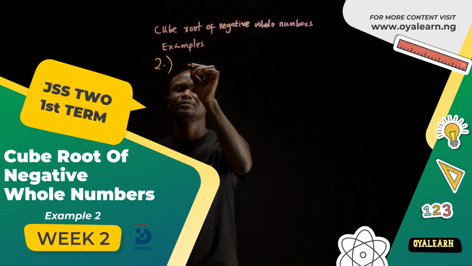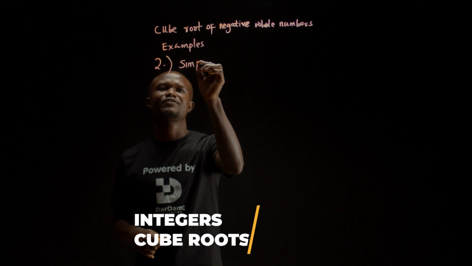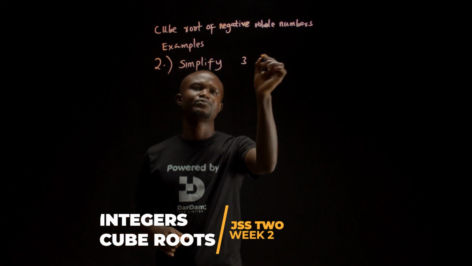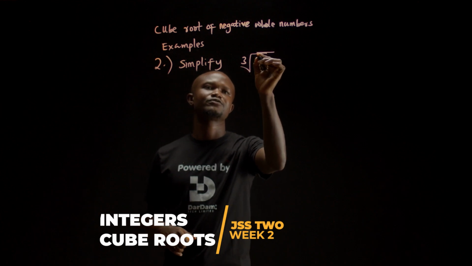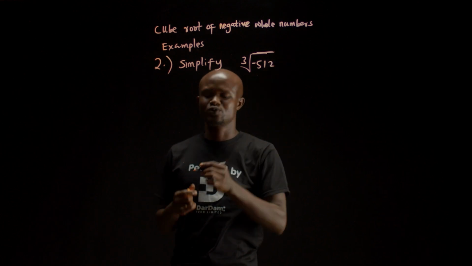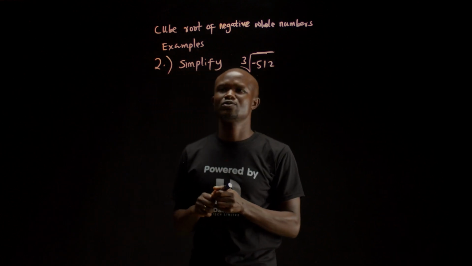Simplify. Simplify the cube root of minus 512. Solution.